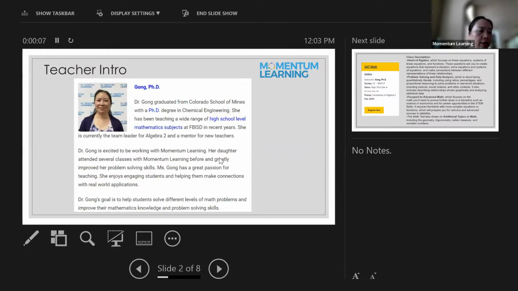I graduated from Colorado School of Mines with a PhD degree in chemical engineering, and I have been teaching at high school in Texas, Sugar Land, for Fort Bend ISD. For many years now, I have taught Algebra 1, Algebra 2, college algebra, pre-calculus, or different subjects. And I've been mentoring the new teachers as well.